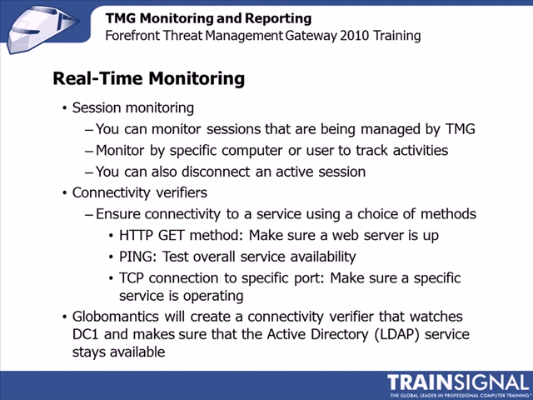And you have the option to choose a TCP connection to a specific port. This will allow you to make sure that a specific service is operating. So you may actually set up a TCP connection to go to port 21 or something along those lines to make sure that an FTP server is operational. GlobalMantics will create a connectivity verifier that watches DC1 and makes sure that the Active Directory service stays available. We're going to use the ping method for this particular connectivity verifier.